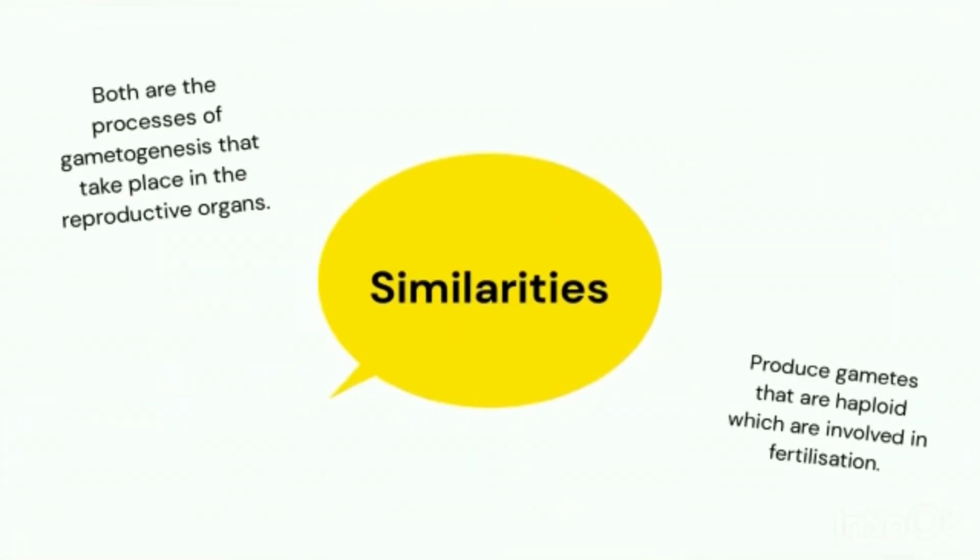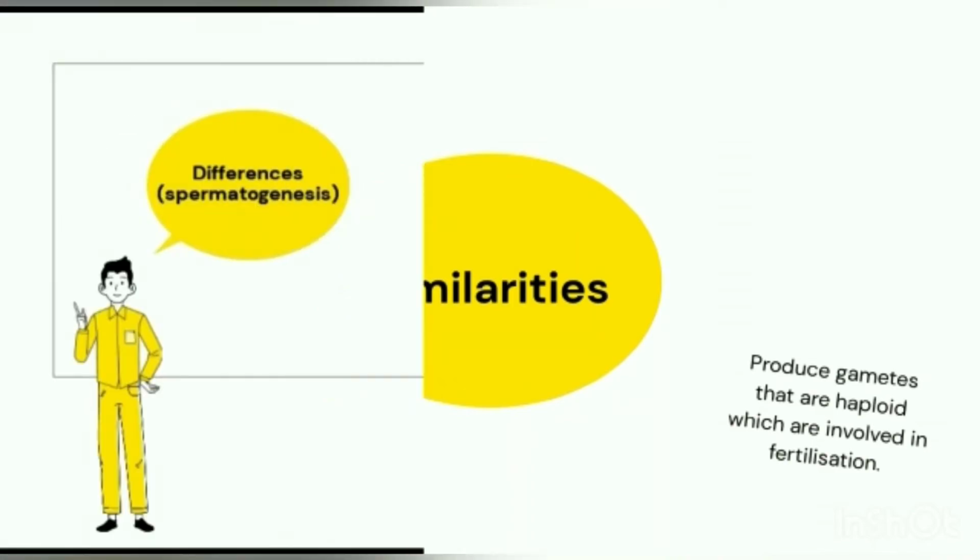Similarities. Both are processes of gametogenesis that take place in the reproductive organs. They produce gametes that are haploid, which are involved in fertilization. Haploid is the quality of a cell or organism having a single set of chromosomes.